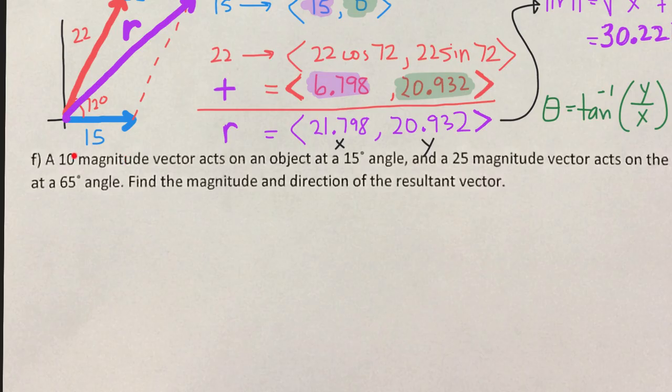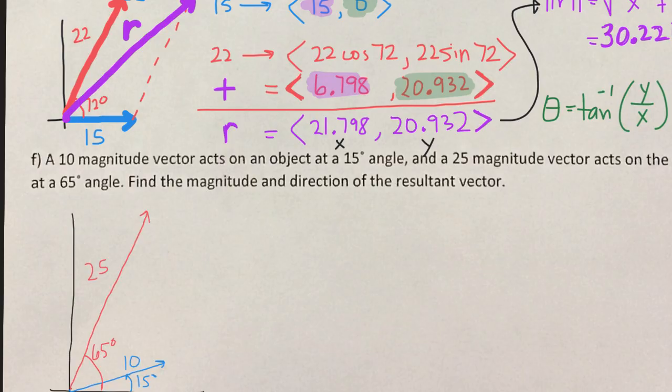Okay, in our last example, we have two forces that are acting on different angles. So we have a 10 magnitude vector with a 15-degree angle and a 25 magnitude vector with a 65-degree angle. So when we do our parallelogram method, we can make a pictorial representation of the resultant of this vector sum. We're adding these two vectors together. So it looks like our vector is going to go from the origin to the diagonal of this parallelogram.